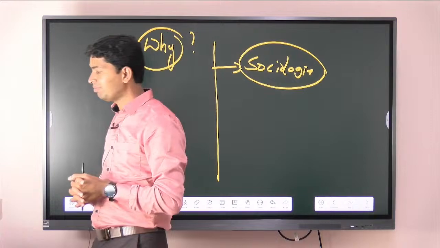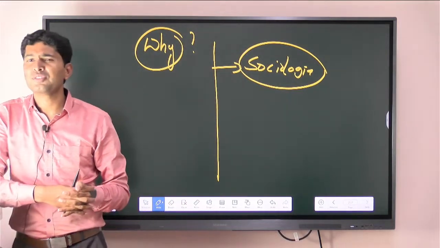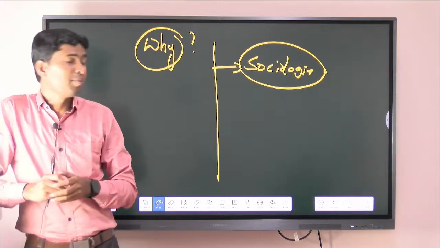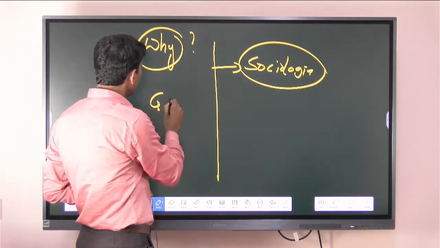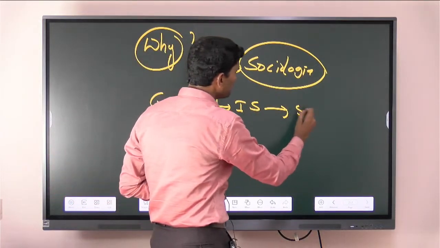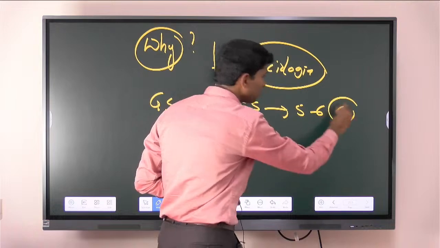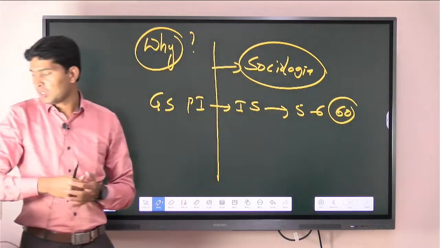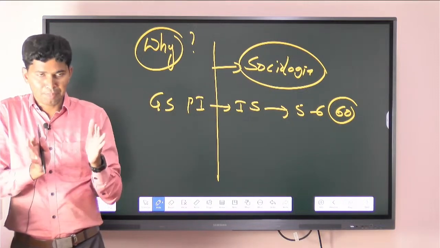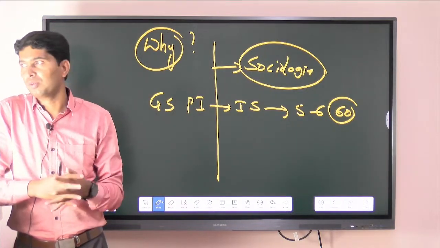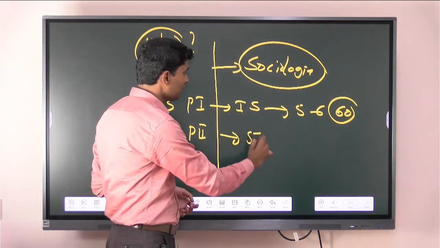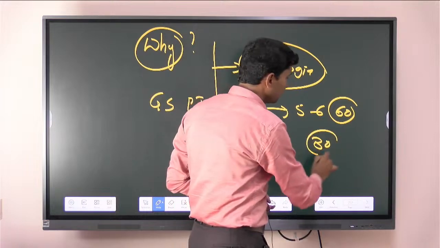Second, it overlaps with the syllabus of the other papers. In GS paper 1, there is something called Indian society, 5 to 6 questions will come, roughly 60 marks. If you have taken sociology optional, you can directly attempt these questions with better answers. In fact, compared to a general studies candidate, you will be able to score more. GS paper 2 has social justice, around 30 marks.